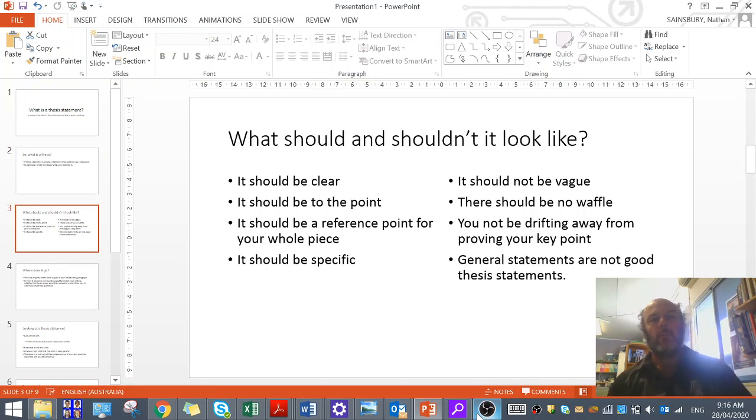So what it should and shouldn't look like: it should be clear. So there's no vagueness in there at all. The reader should be able to read it, or if you're doing a presentation, once you read it out loud, your audience knows exactly what your point is, and it should be to the point. You're not waffling on. While some thesis statements can be two sentences maybe, particularly at a high school level, no. One single statement that is to the point. What are you going to be arguing? So no waffle in there.